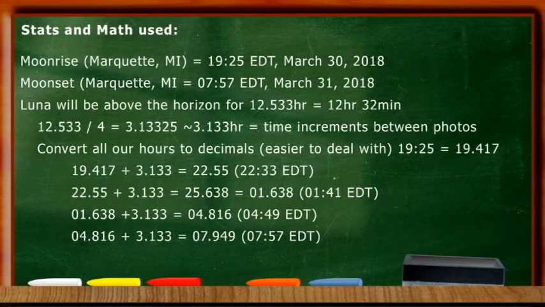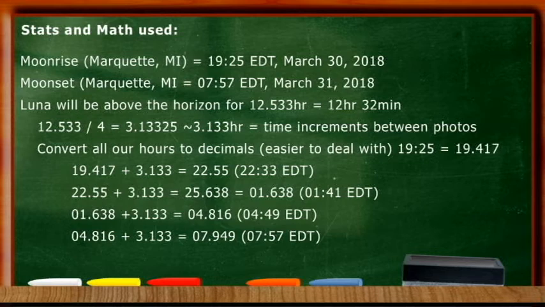Okay, now I used moonrise and moonset for Marquette, Michigan. It was the closest large town that the online date and time would recognize. I suppose I could have zoomed in and got it exact, but Marquette's close enough. It shouldn't be a big deal. But anyway, basically for the moon, I have a rise time and a set time. So what I did here is it'll be above the horizon for about 12.533 hours, or 12 hours 32 minutes.